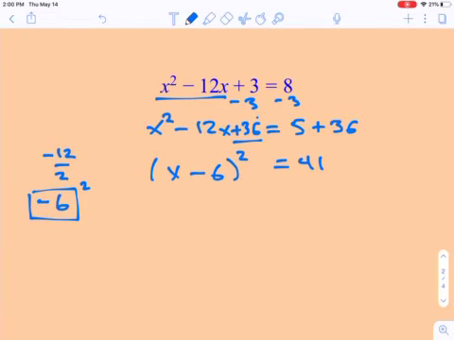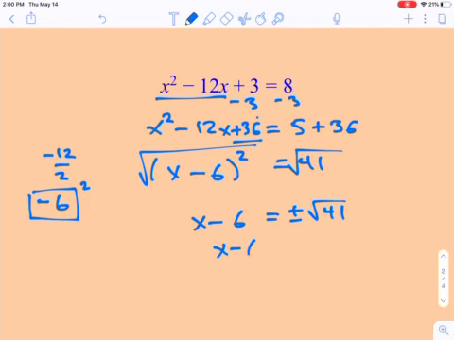All right, our next step is our square root step. And that gives you x minus 6 equals plus and minus square root of 41. Pop 41 into your calculator, and you get x minus 6 is equal to plus and minus 6.4 approximately. So your two cases will give you x minus 6 is equal to the positive case, and then x minus 6 is equal to the negative case.